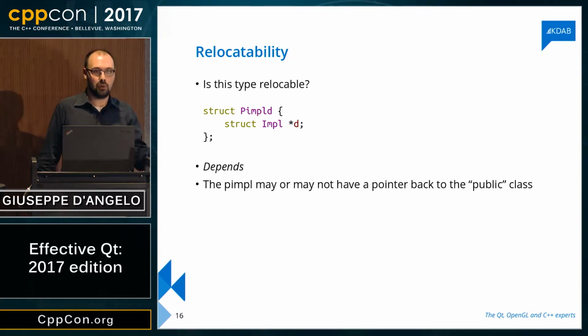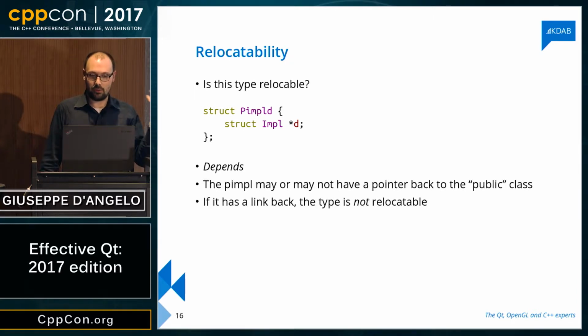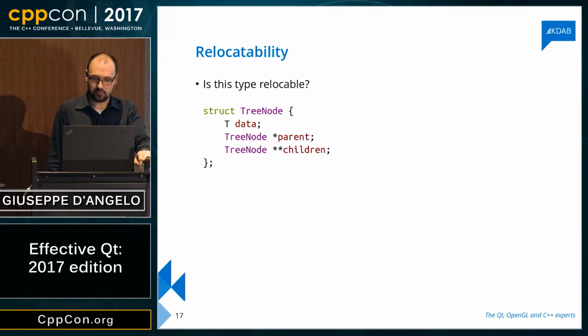Yeah, you need to patch that pointer. You need to run some code. So it depends. You need to know more about this. Yeah, if the private has a link back, the type is not relocatable.